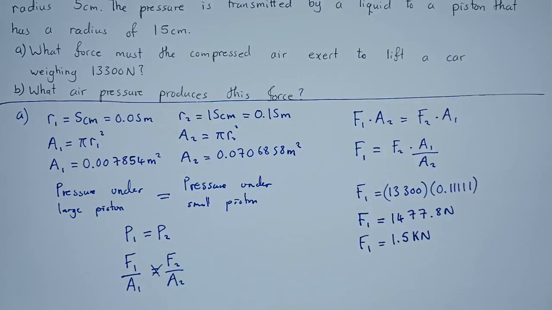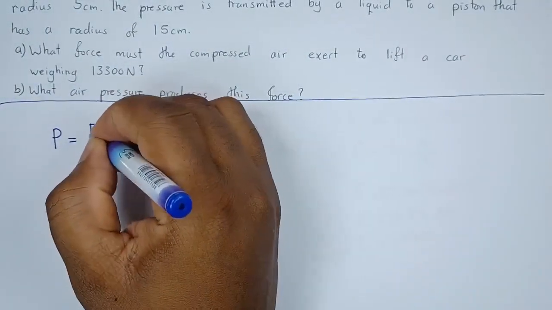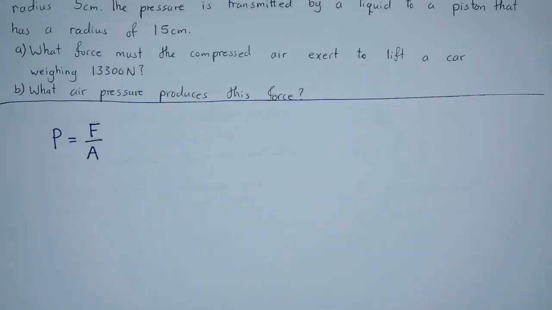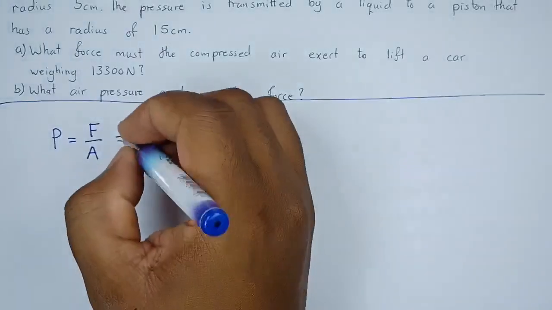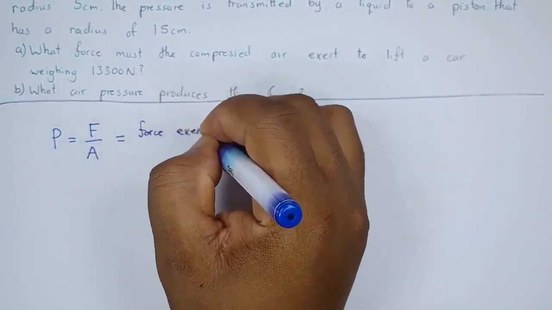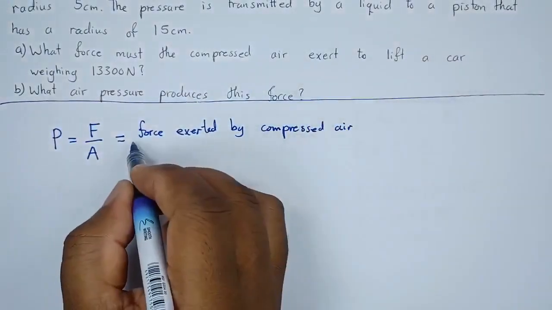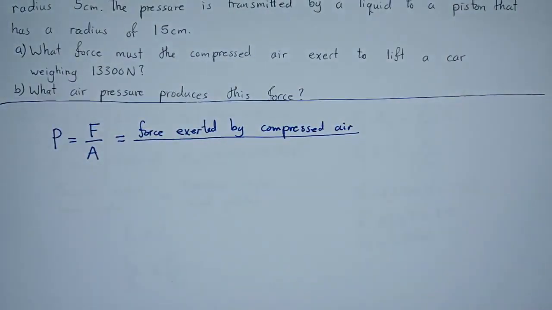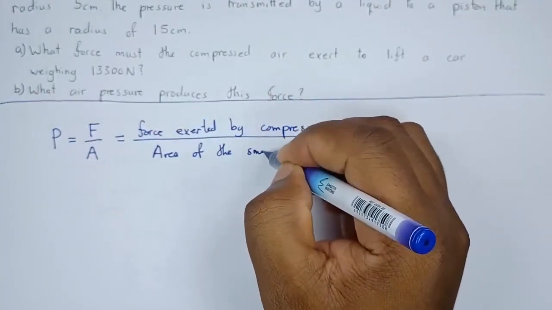Let's see how we can answer the second question, which says, what air pressure produces this force? To find this, we know that pressure is equal to force over area. Now, what force are we talking about? The question says, what air pressure produces this force? So the force we'll be using here is the force exerted by the compressed air, divided by the area of the small piston.